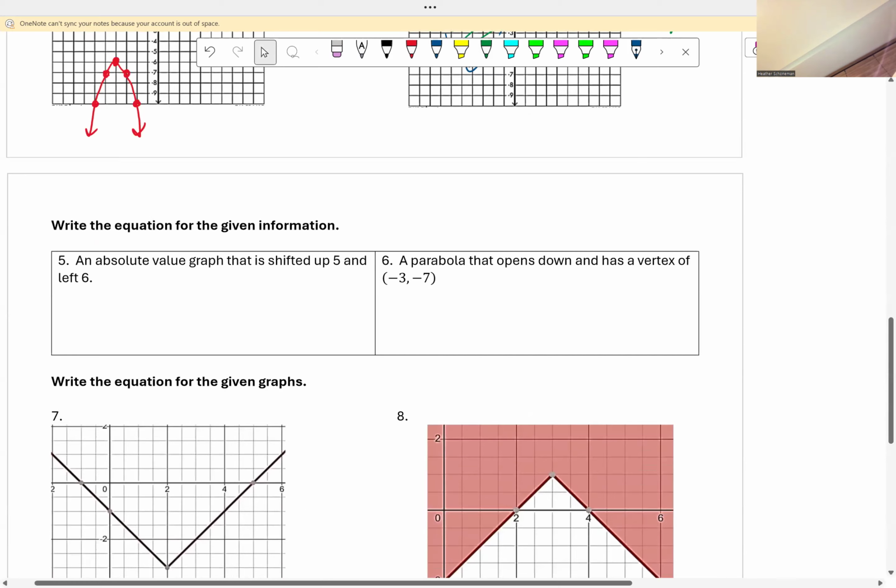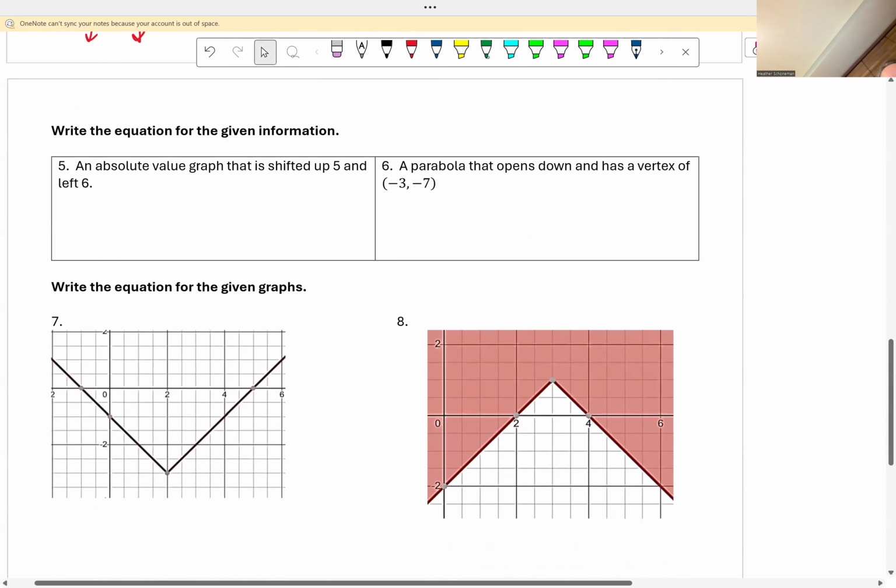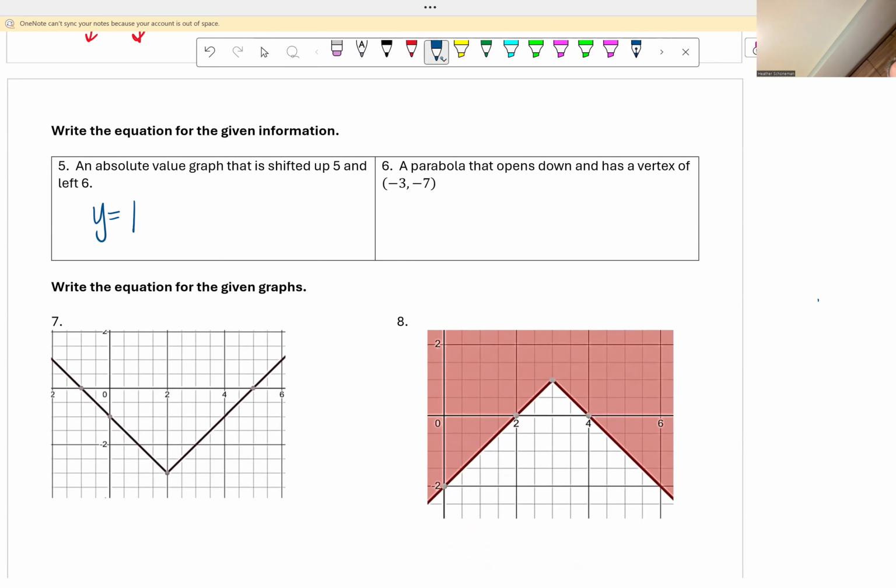Okay. This time we want to write the equation given the information. So we want an absolute value graph. So we're going to have y equals, and for stretches or shrinks, there's no number in between. This is x. Inside is the left and right. So it's going to be left 6, but it's the opposite of what we think, so it's actually going to be +6. And then it's going to be up 5.